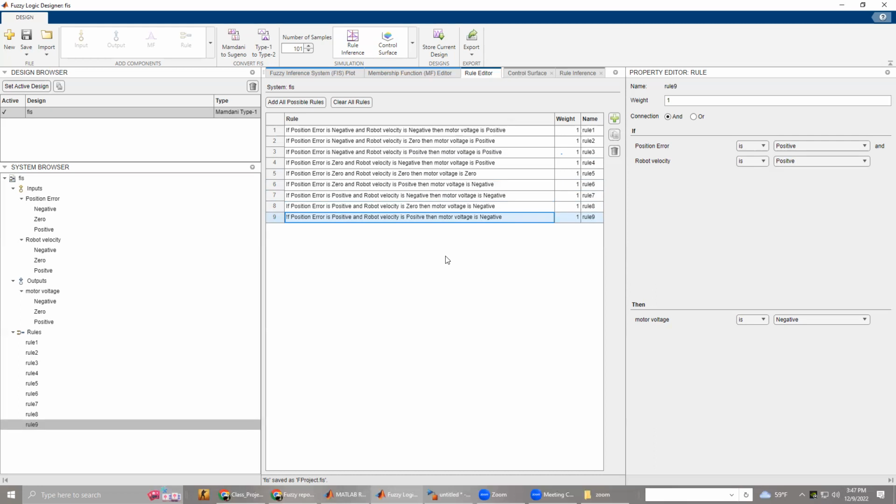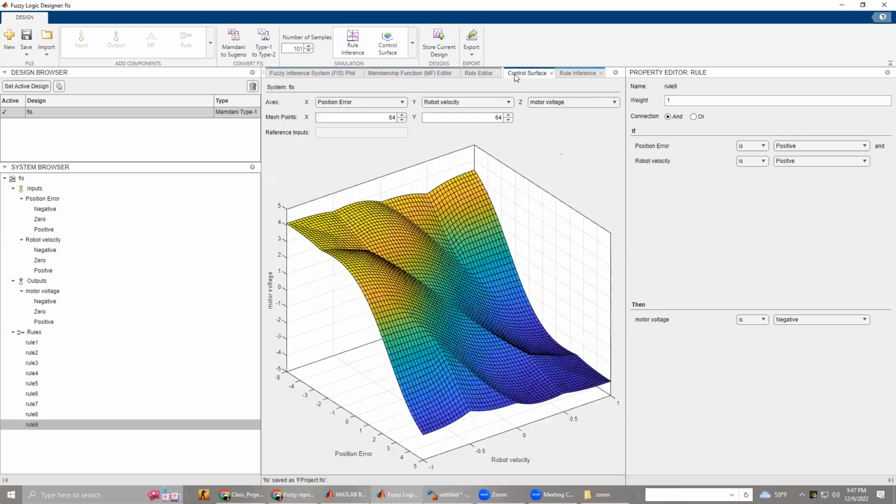Looking at all these rules together, we can see the control surface. So the control surface describes what the robot should do at any given moment. For example, here at the top left, we can see the case where the robot is too far away and is moving farther away. The output of the fuzzy system is at its maximum and says that the robot should move forward at full speed.